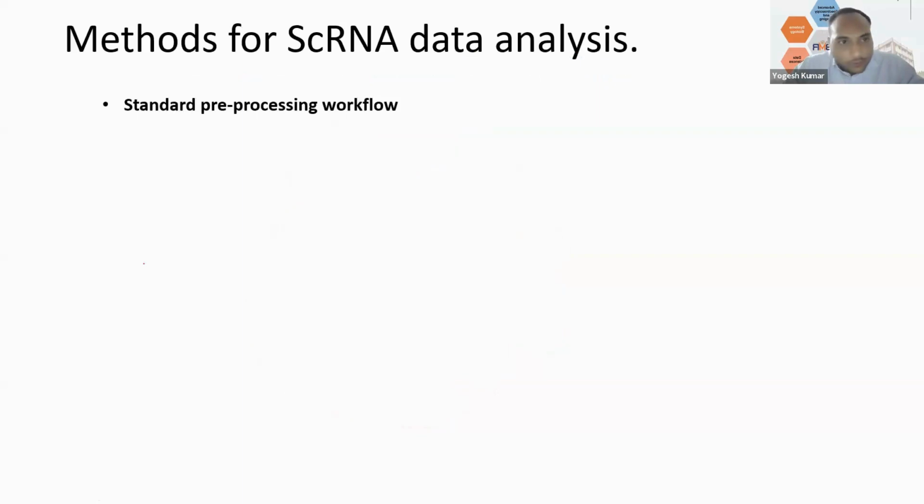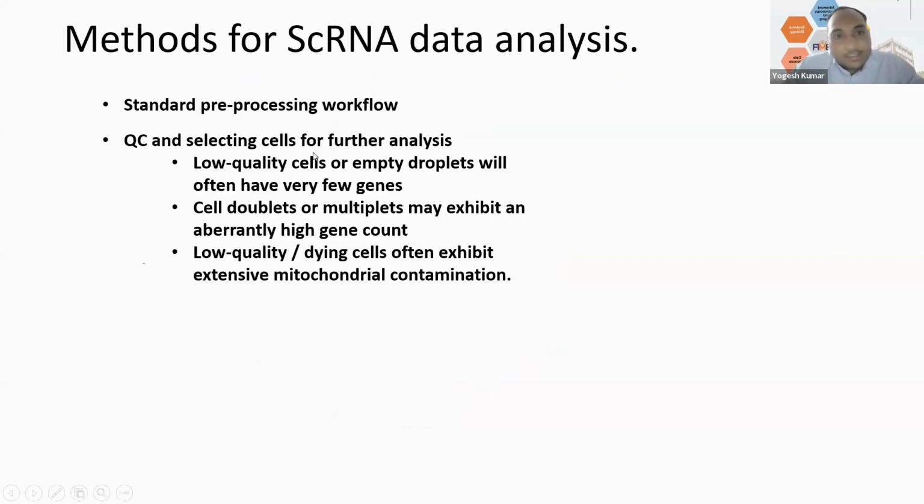First one is the standard pre-processing workflow. Second one is QC and selecting cells for further analysis: removing low quality cells or empty droplets, which will often have very few genes. I told you that all this material is captured in the droplet, and sometimes it also happens that instead of one cell, two cells are captured in a droplet, and those two cells get into the sequencer and the sequencer sequences both. So we have to remove those duplexes or doublets when we do the sequence analysis. Cell doublets or multiplets may exhibit an aberrantly high gene count.